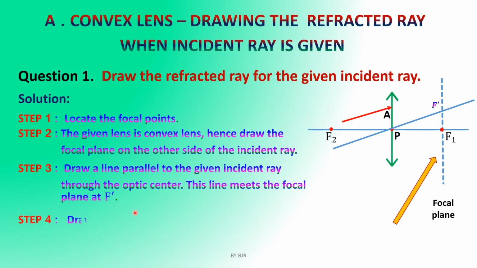Step 4. Draw the refracted ray through A f dash. See how I am drawing? A f dash. This is the refracted ray for the given incident ray.